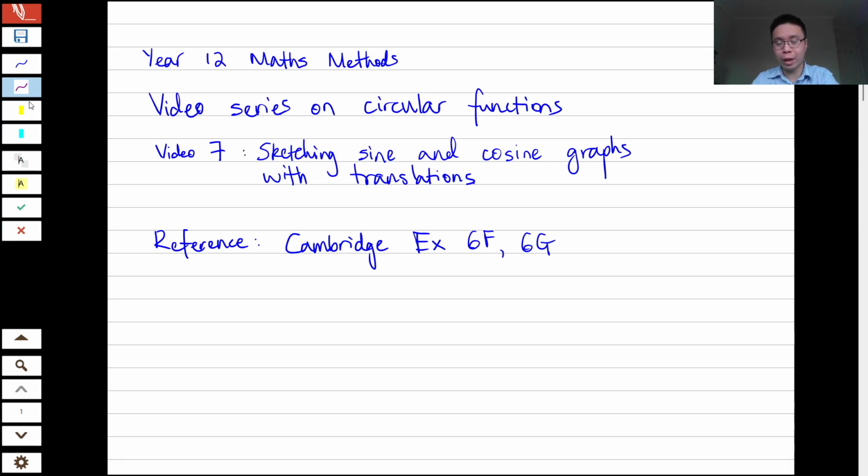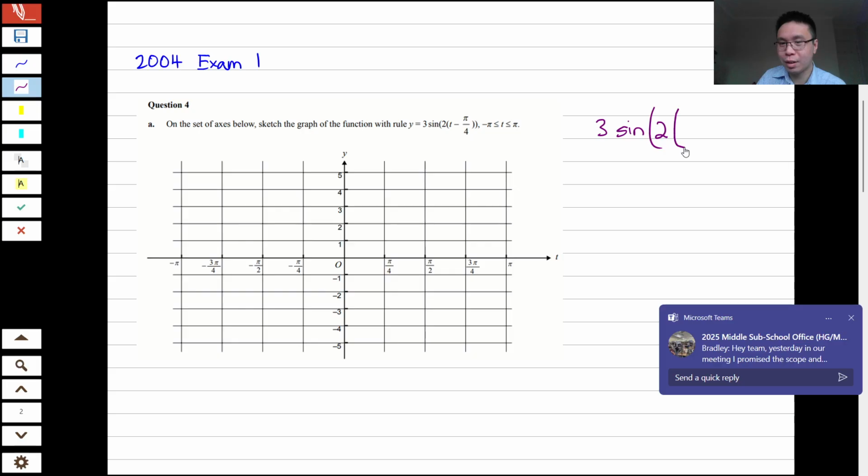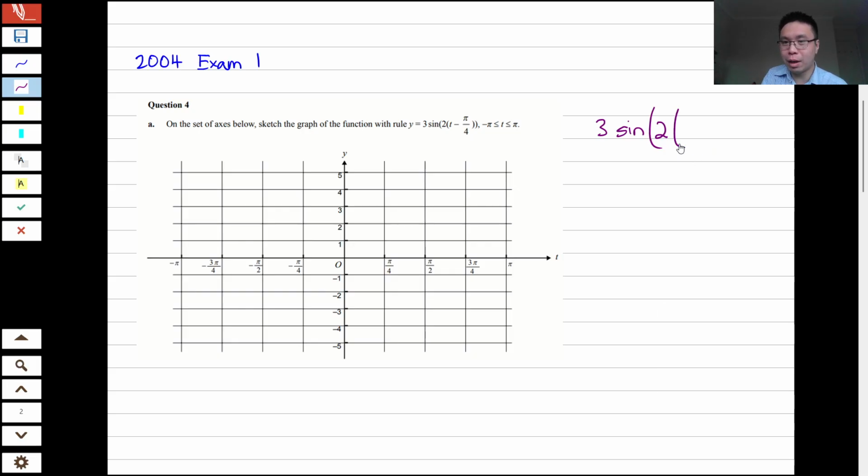So I've just got 4 exam questions to do today, and hopefully as you see me thinking aloud through these questions, you'll feel confident to try these yourself soon. So let's get underway. This is a pretty old question. This is 2004, probably before some of you were born. And the graph that we're given is 3 times sine of 2 times t minus pi on 4.